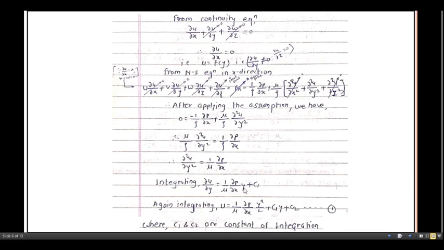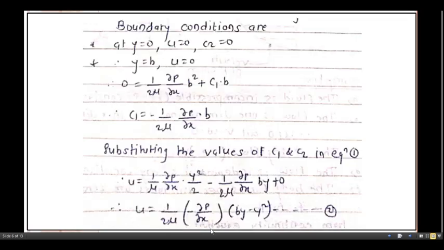So what about the integration of y? We get y square by 2. Again, the integration of this one gives c1 into y, plus another constant comes into the picture, that is c2. Here c1 and c2 are the constants of integration.